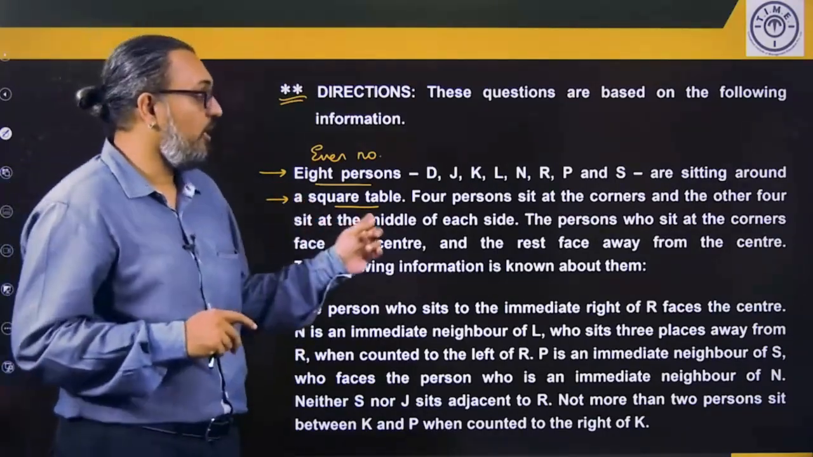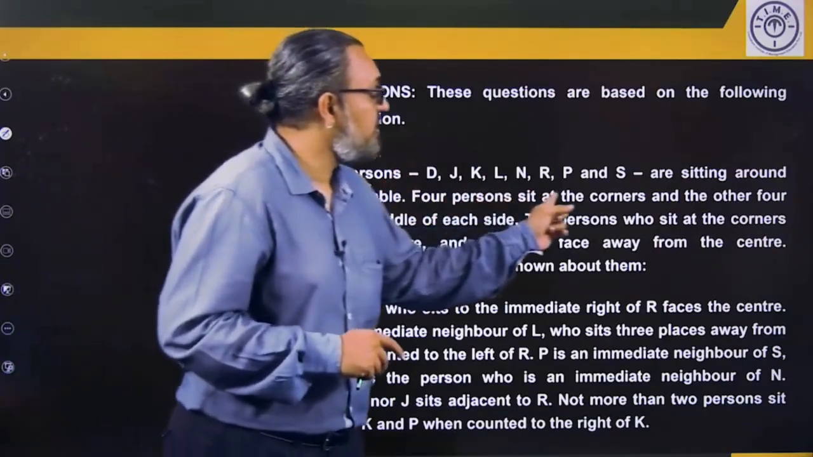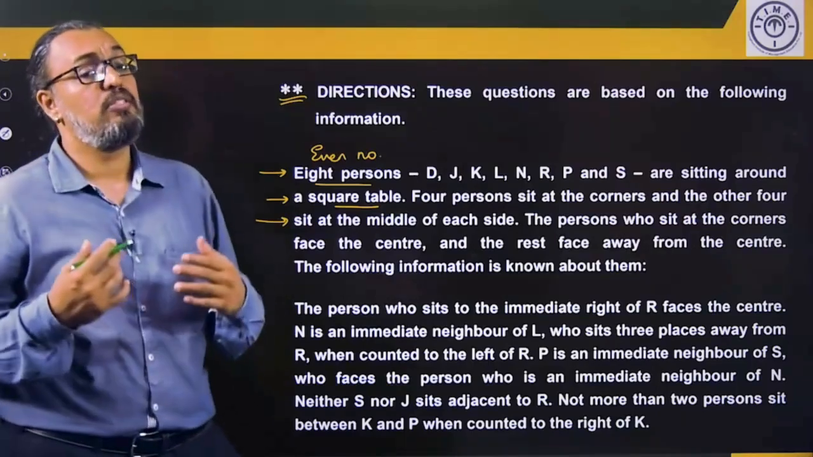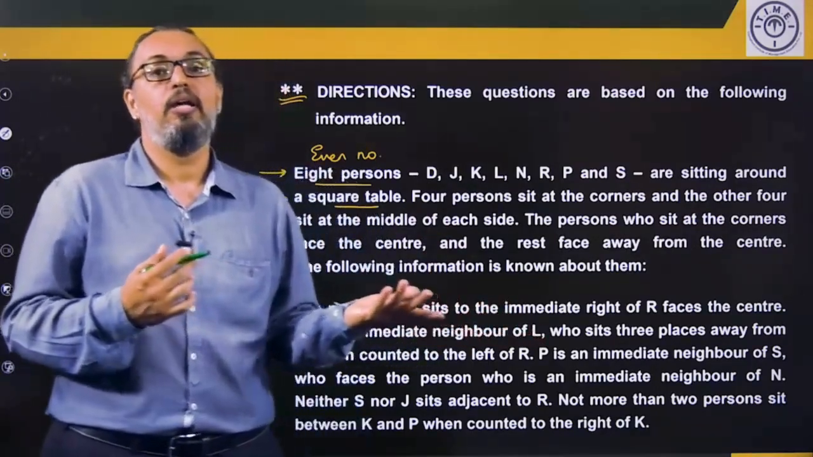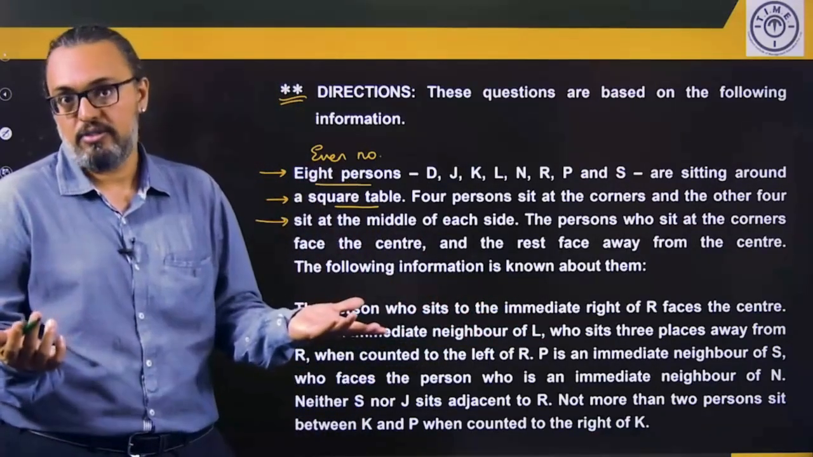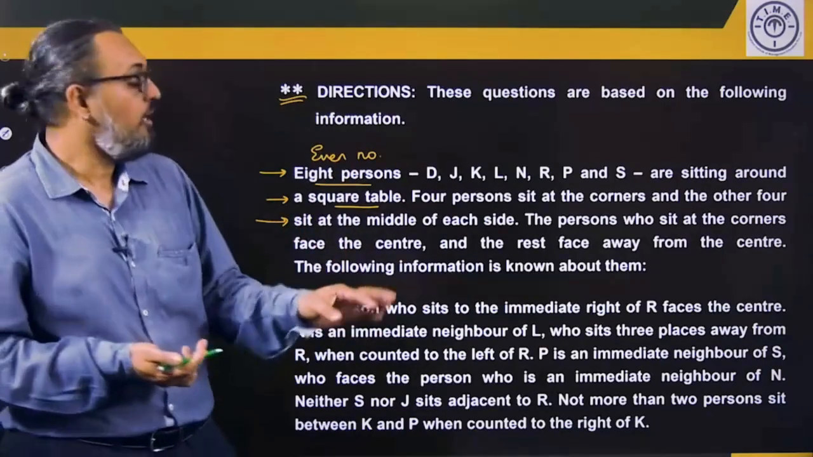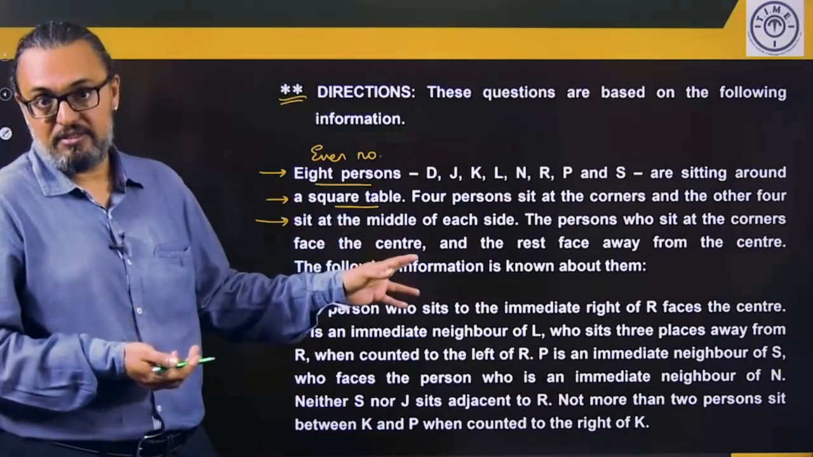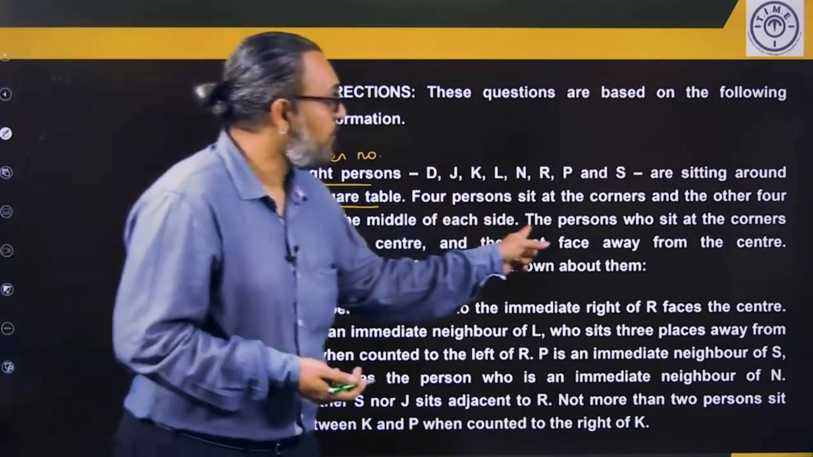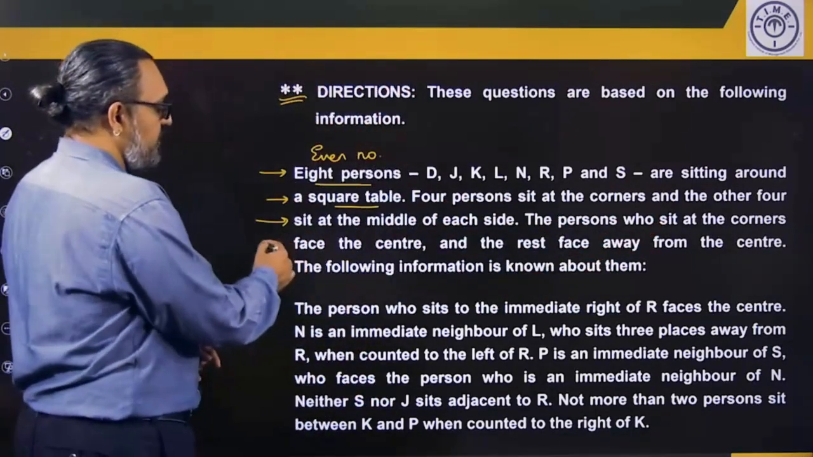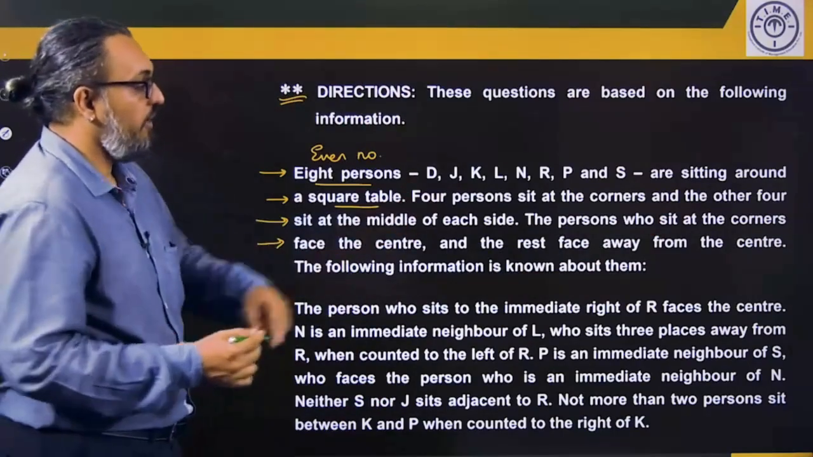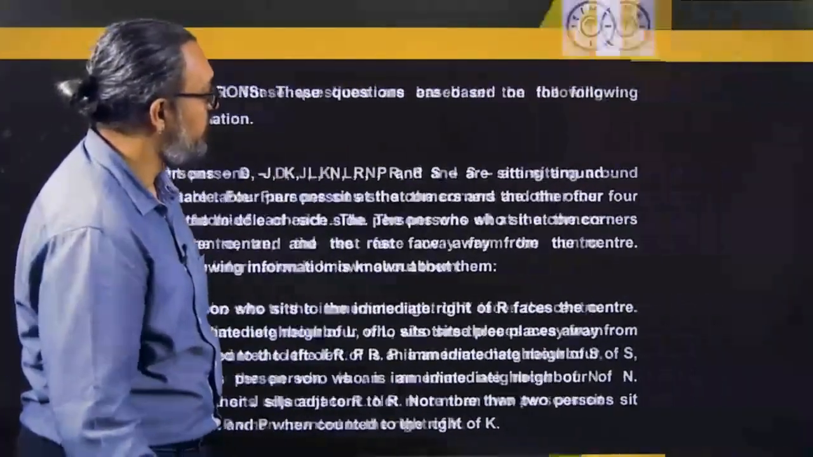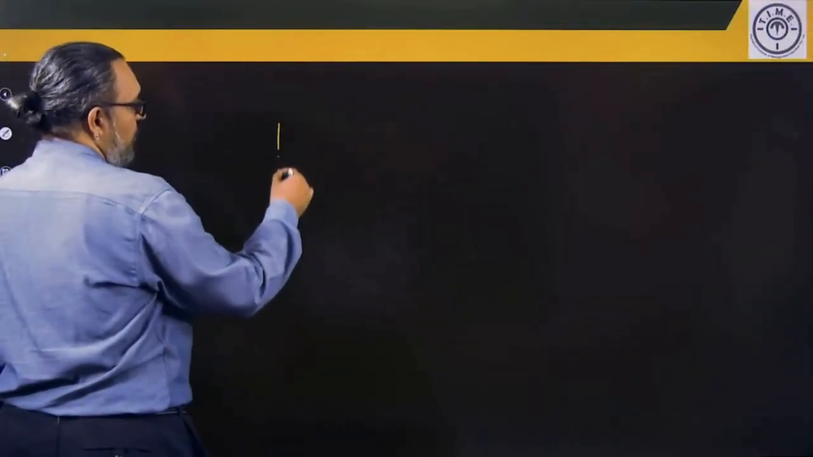So, here we have a square table and he says 4 persons sit at the corners and the other 4 sit in the middle of the sides. Now, the major difference between a circle and a polygon is that in a circle you do not have sides and corners, whereas in a polygon you will have. So, he will specify how many are at the corners and how many are at the middle of the sides. Okay? And he says the persons who sit at the corners face the center and the rest face away from the center. The following information is known. So, let us take the arrangement first. So, we have a square.